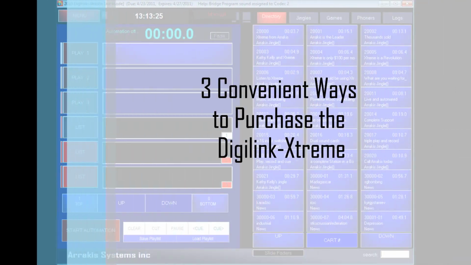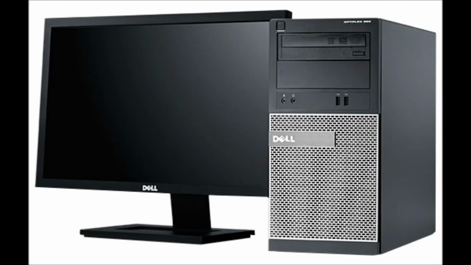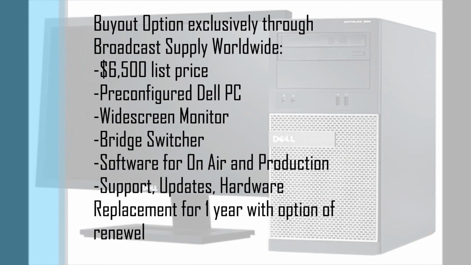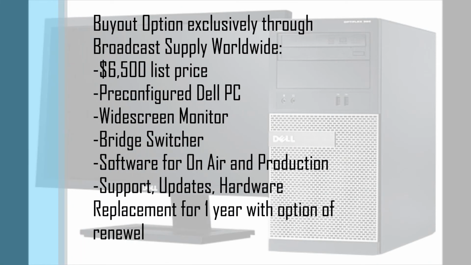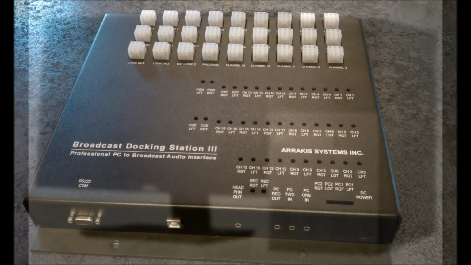The Digilink-Xtreme program has three convenient options for payment. The first option is the buyout option for a low list price of $6,500. This includes a pre-configured Dell Optiplex PC, widescreen monitor, bridge switcher hardware, and software for the on-air and production computer. This also includes support, updates, and a hardware warranty for a year. This option is exclusively through BSW, so please contact them today for the latest specials.